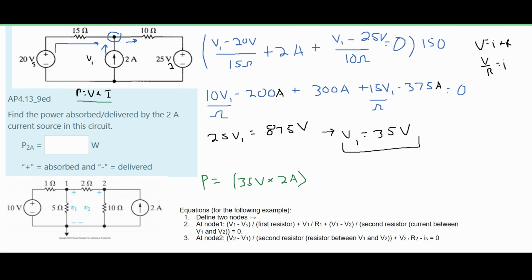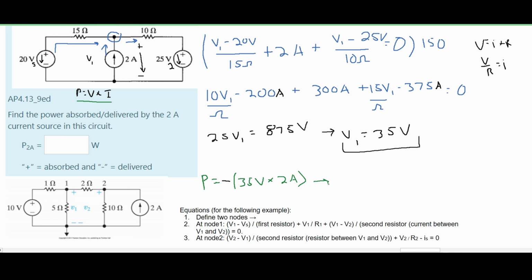Well, if we look at our circuit, our voltage here is going this way, so we can say that we have a plus minus like this, and our voltage is going this way. We can see that it's in the opposite direction of our current. And since it's in the opposite direction of our current, that means we have to have a negative. Because if it's in the opposite direction, it means it's being delivered.